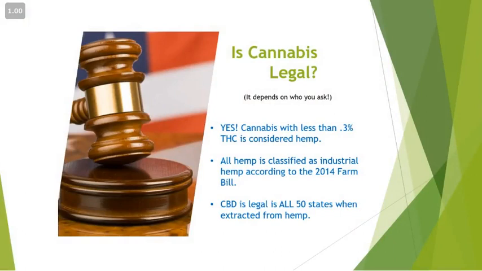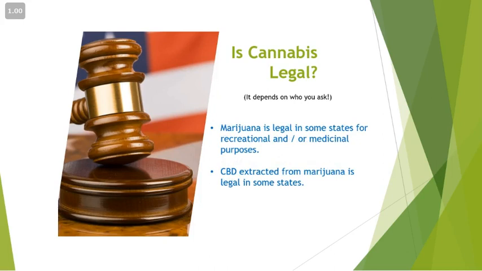Cannabis is legal when it has less than 0.3% THC, because that is when it is considered hemp. All hemp is classified as industrial hemp according to the 2014 Farm Bill. CBD is legal in all 50 states when extracted from hemp. Marijuana, on the other hand, is legal in some states for recreational and/or medicinal purposes. CBD extracted from marijuana is only legal in some states.